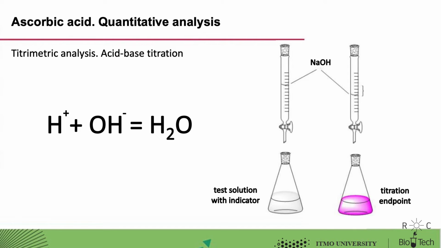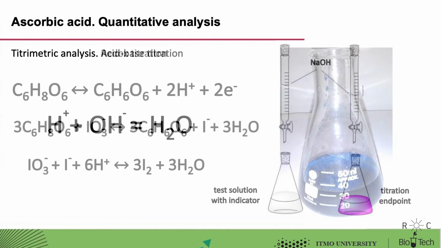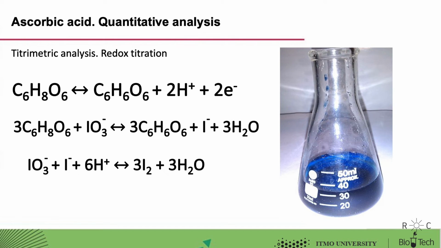The unknown concentration of ascorbic acid is determined using the law of equivalence. Ascorbic acid, as mentioned earlier, is easily oxidized to dihydroascorbic acid. For redox titrations, potassium iodate is usually used as a titrant. The endpoint is determined by the reaction of the first excess portion of iodate with the iodide ions present in the solution, which leads to the formation of free iodine, which turns the starch blue.